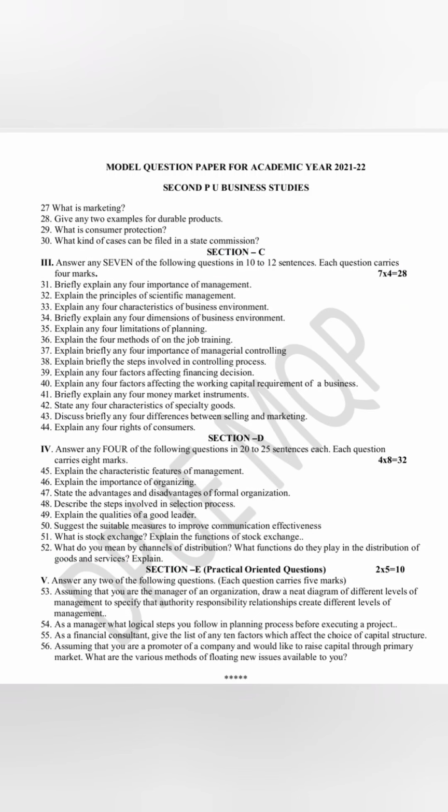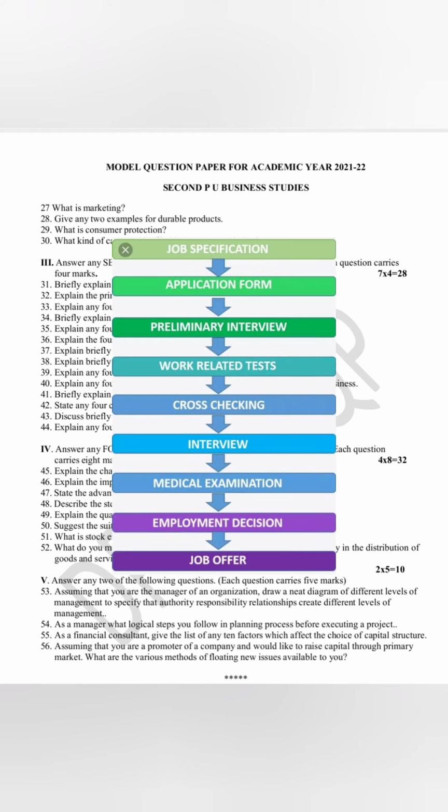Now, what are the steps involved in the selection process? Creating a job specification, and as per the job specification, inviting the application forms. After that, they go for the preliminary interview, and then work related test, aptitude test, personality test, IQ test, everything will be done. Then they cross check all the certificates which have been submitted, and finally go through the interview. After the interview, they go through the medical examination. If the employee is fit and fine, then they take the employment decision and give the job offer.